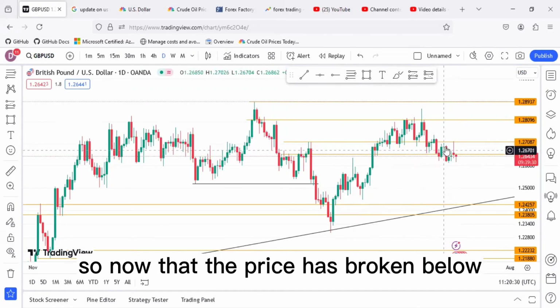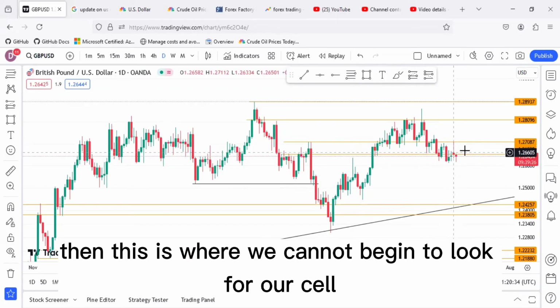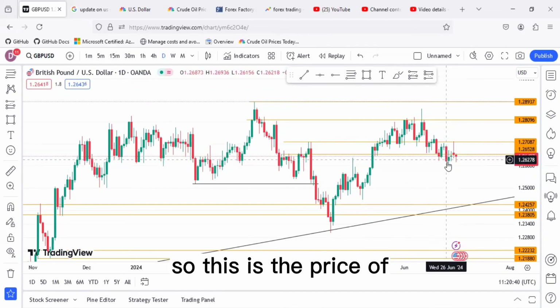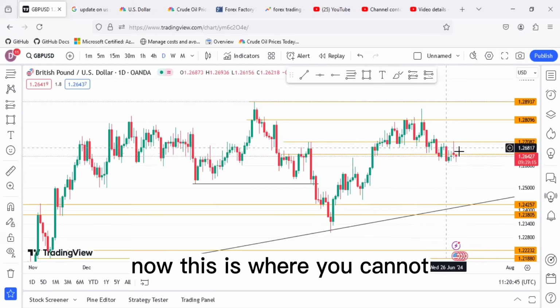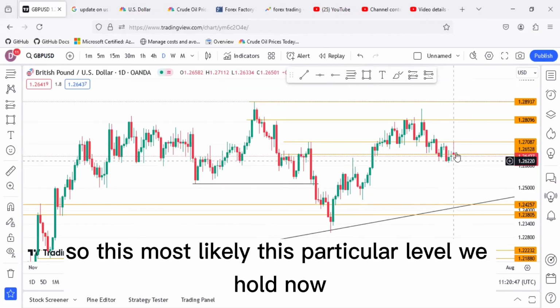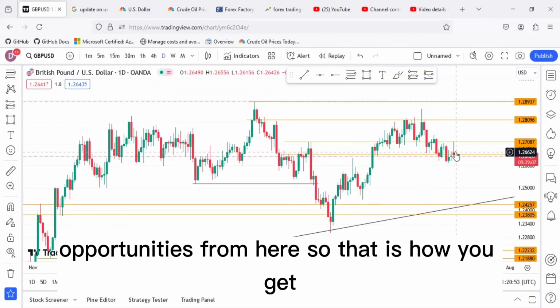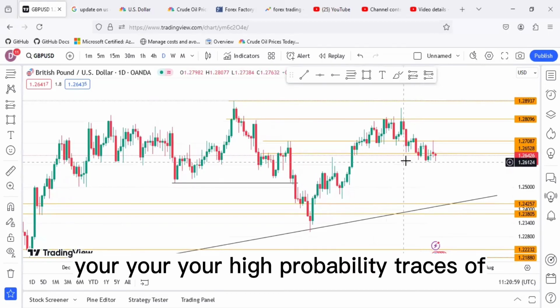So now that the price has broken below with this particular candle, this is where we can now begin to look for our sell, and I'm on a live chart right now. Since the price has broken below this particular place, most likely this particular level will hold now. So we can now begin to look for our sell opportunities from here. So that is how you get your high probability trade setup.